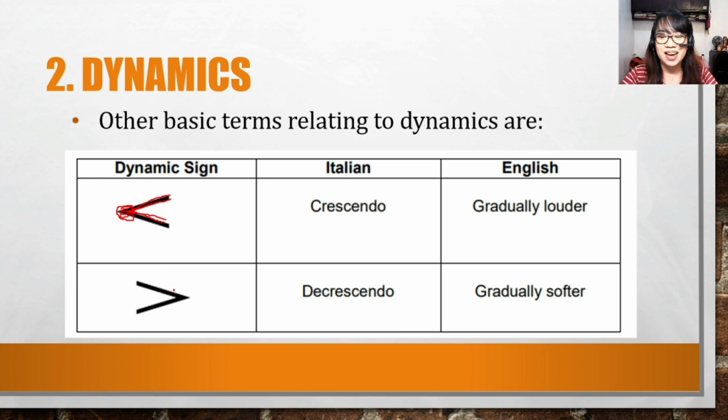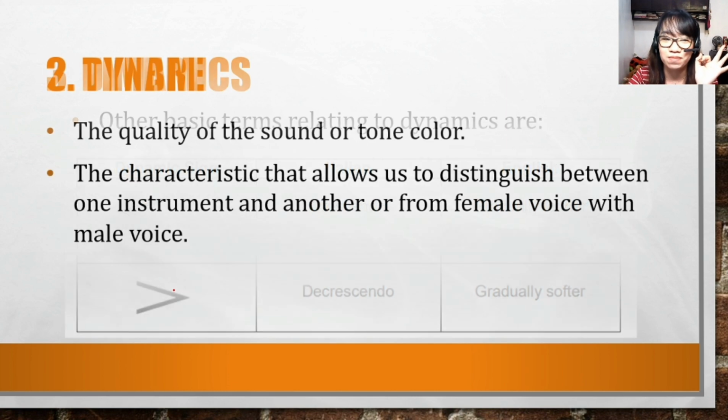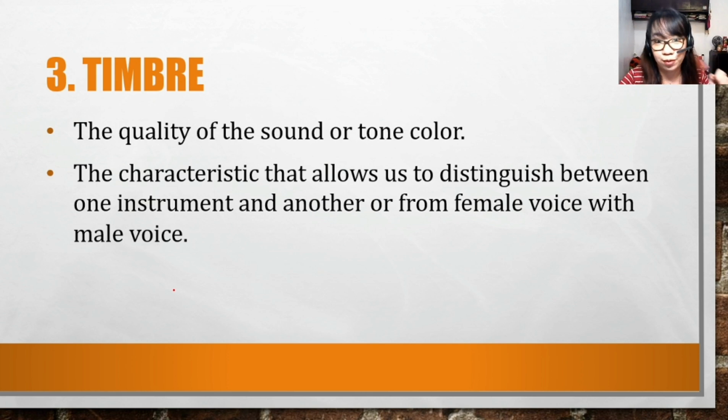All right, understood? Now let us move on to the third element of music, the timbre. It is the quality of the sound or the tone color, the characteristic that allows us to distinguish between one instrument and another, or a female voice from a male voice. Do we hear a piano or a guitar? A male voice or a female voice? A bass drum or a bass guitar? That's the tone color, or quality of sound. It's the timbre.